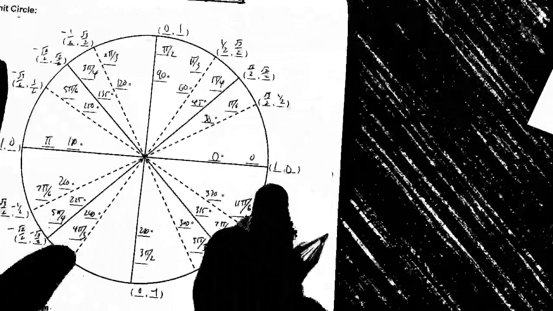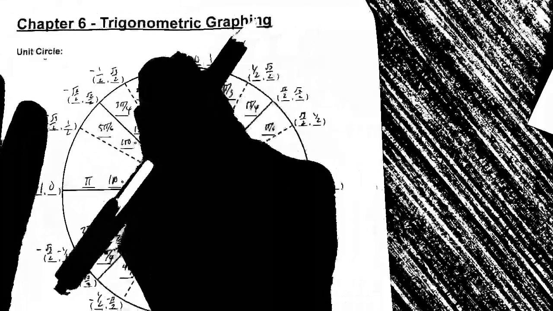Okay, so for graphing sine, you can use your unit circle to help you. What is sine at 0? 0. Then we go up to 1, and then we go back to 0, and then we're back to... There we go. So let's do that.